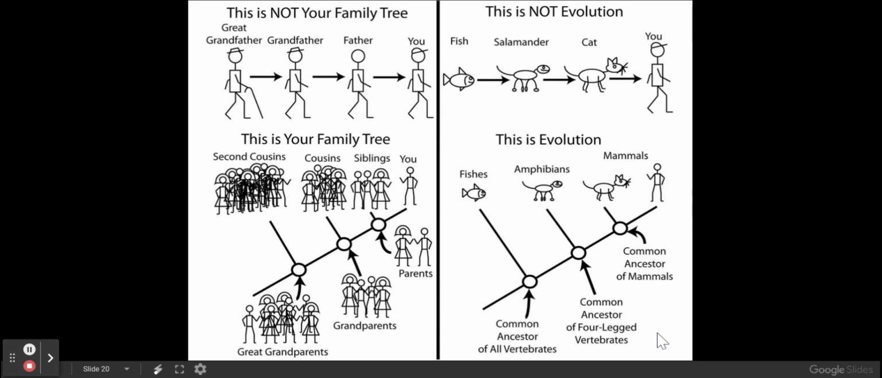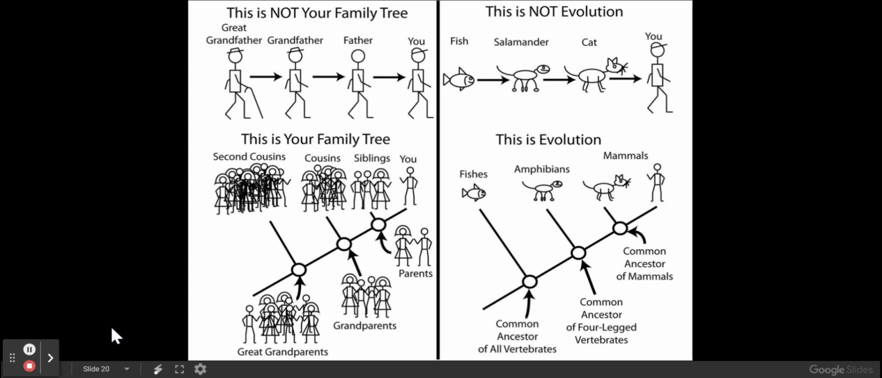Now, be careful with this idea. That doesn't mean that one thing turns into another thing. Fish did not become salamander, that became cat, that became you. Just like you are not your father or your grandfather. You are descended from them. These cladograms or family trees that we see are another way of representing passing traits down, and how closely related you are to someone. Now, again, that doesn't mean your parents become you. It just means that they pass on traits to you.